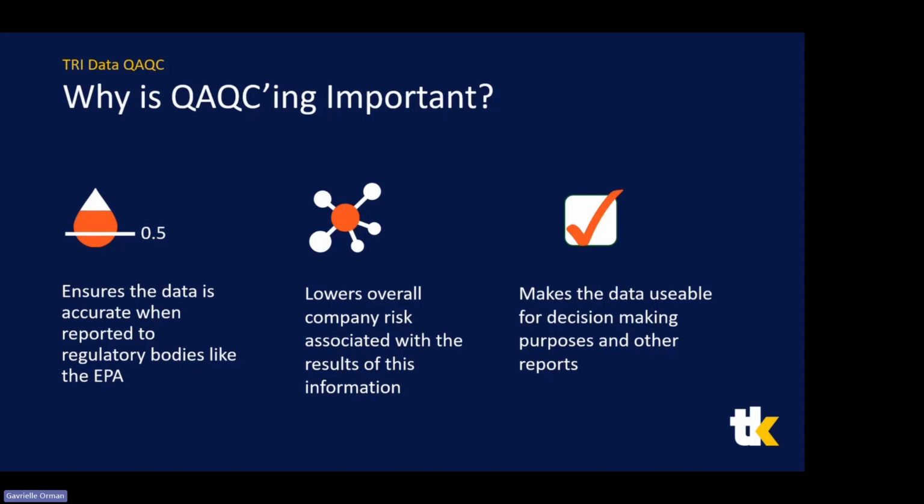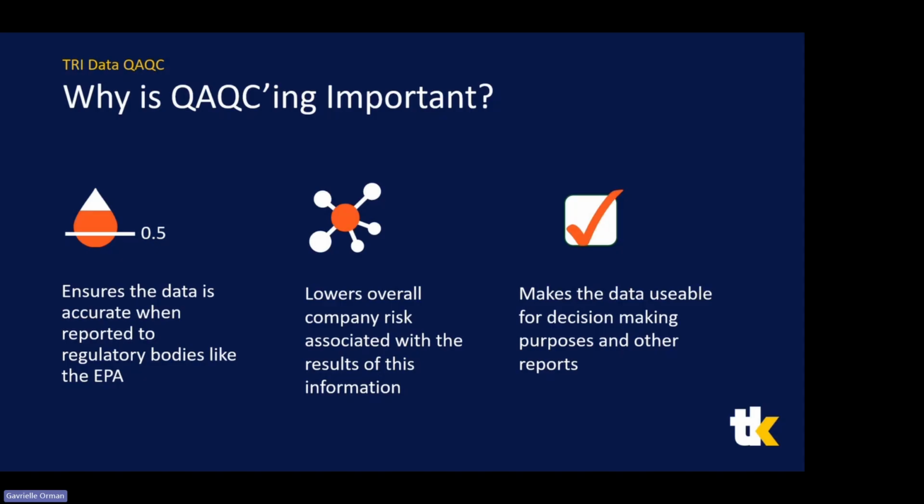Accurate data and properly quality controlled data lowers overall company risk associated with the results of this information. When we're talking about TRI, we're talking about toxic chemical usage and toxic releases of those chemicals. So it's important to make sure that this data is accurate and that you're not overestimating or underestimating, to make sure that your company risk profile is accurate for insurance purposes, liabilities, and even for the associated environmental permitting efforts that go into running an environmental program.